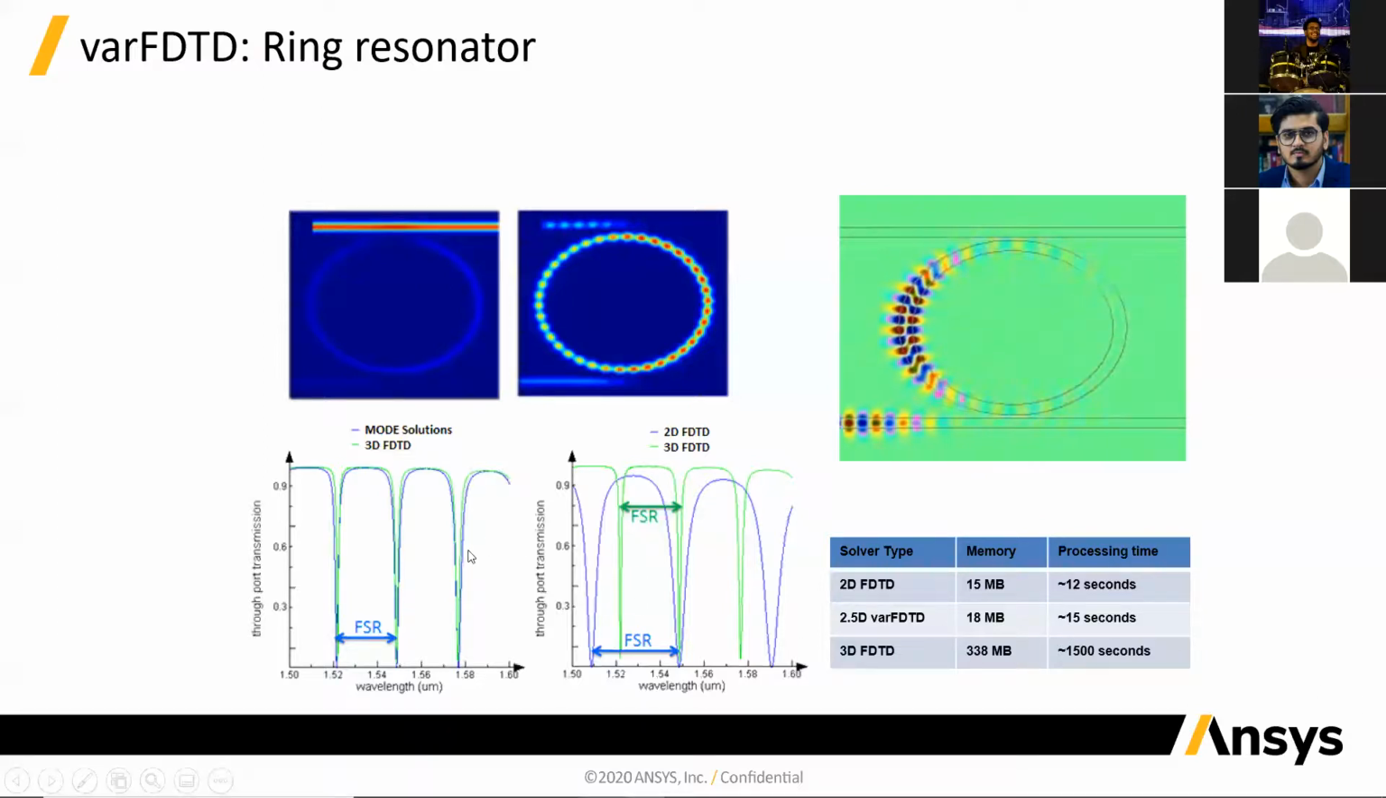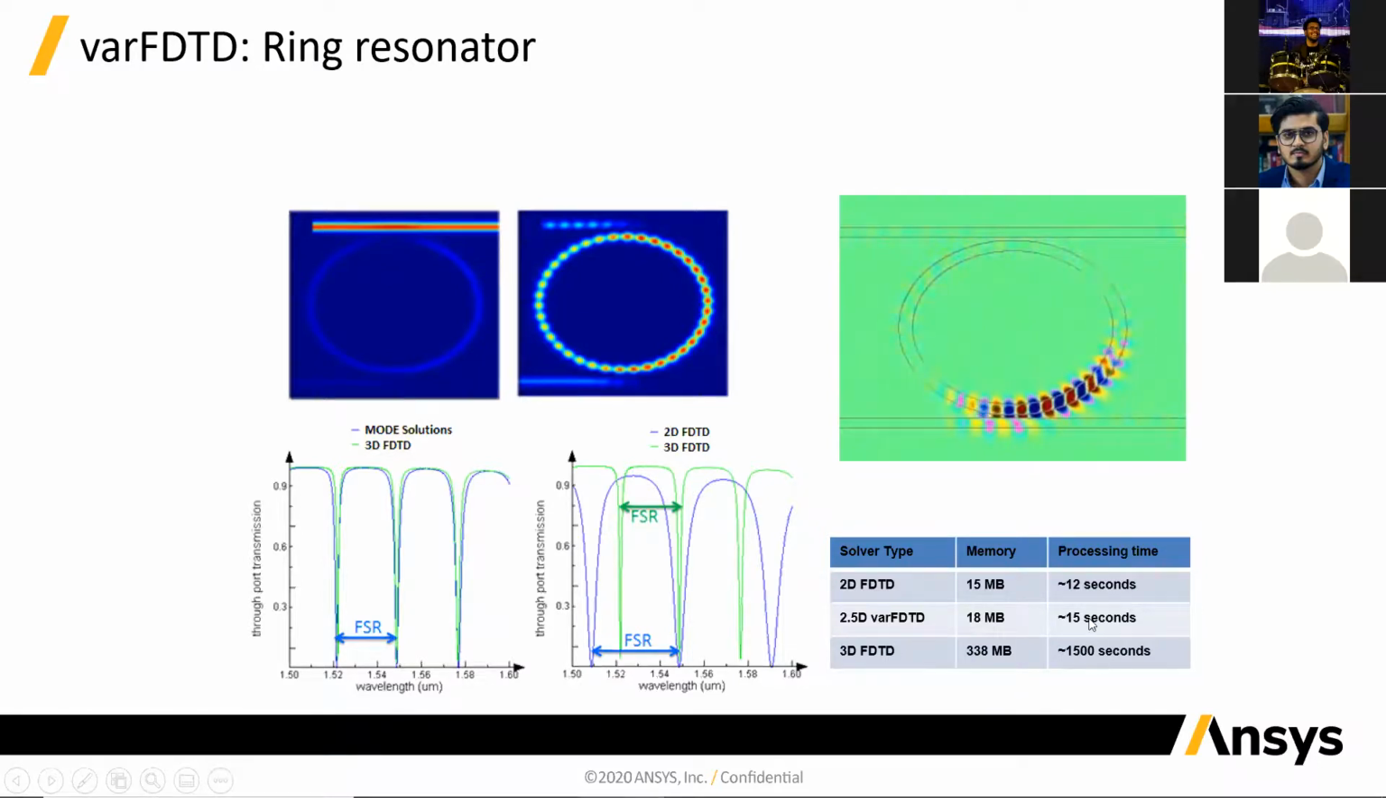If you look at the simulation results, the blue line is the spectrum of the ring resonator from the 3D FDTD simulation, and the other line is from the varFDTD simulation. You can see that the simulation results from varFDTD agree very well with what you get from a full 3D FDTD simulation.